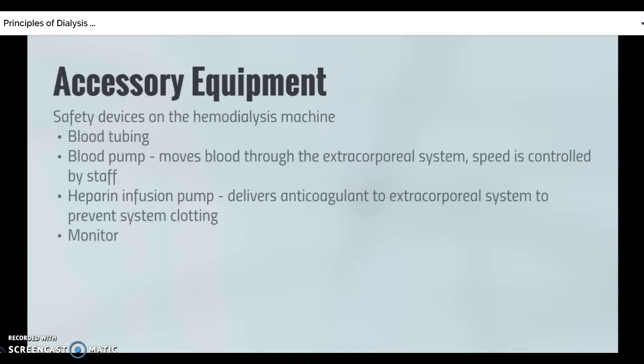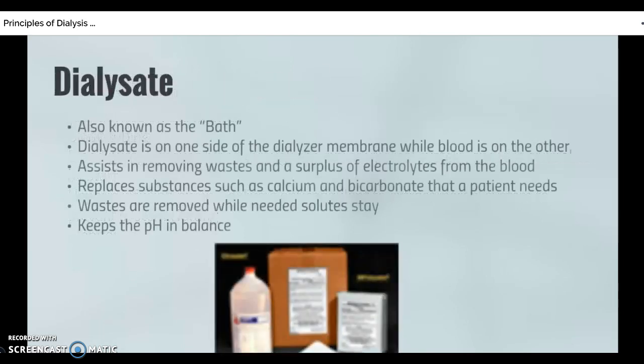Lots of accessory equipment, so there are going to be safety devices on all the machines, blood tubing, blood pump, heparin infusion pump, and monitor. Dialysate, remember there are multiple names for it: bath, acid. Dialysate is on one side of the dialyzer while blood is on the other. Definitely a key phrase to know and concept to understand.